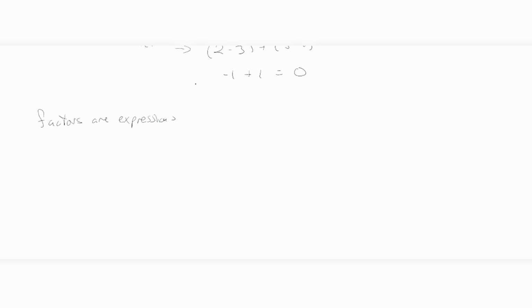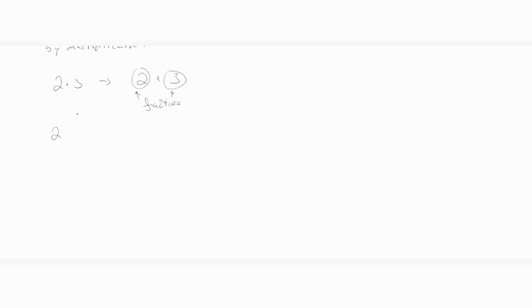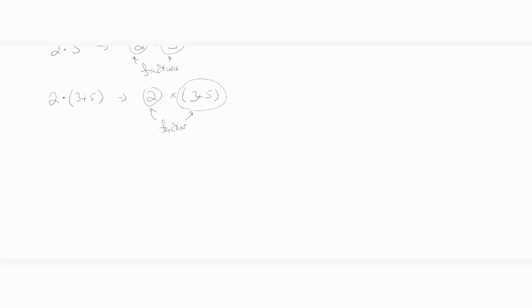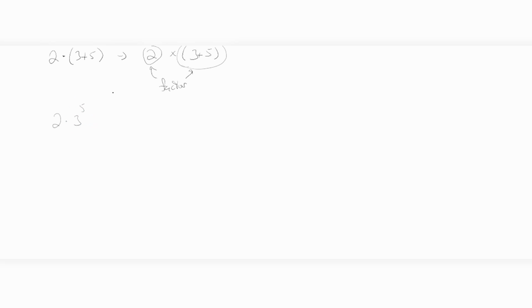Factors are expressions which are glued together by multiplication. For instance, if you have 2 times 3, this 2 and this 3 are factors. If you have something like 2 times 3 plus 5, that 2 is a factor, and that 3 plus 5 together is also a factor. Now, it's true to say that inside of this factor there are 2 terms, but taken as a whole, that is one factor. If we have 2 times 3 to the 5th, this 2 is a factor, and this 3 to the 5th can also be considered a factor.